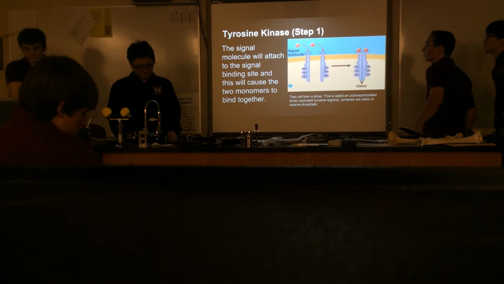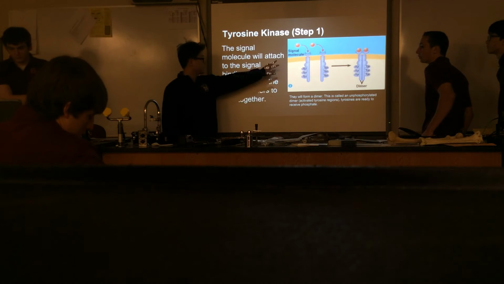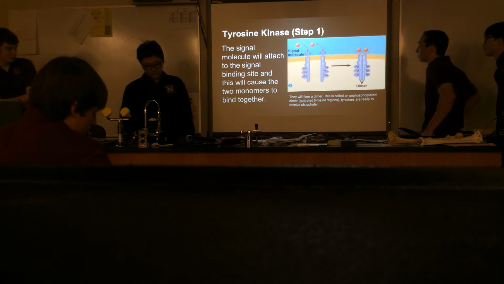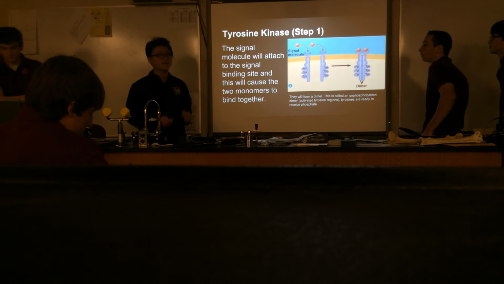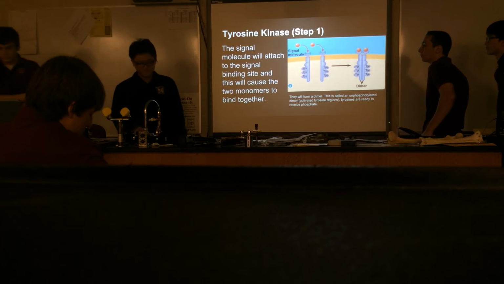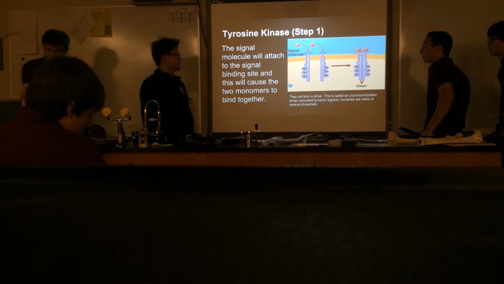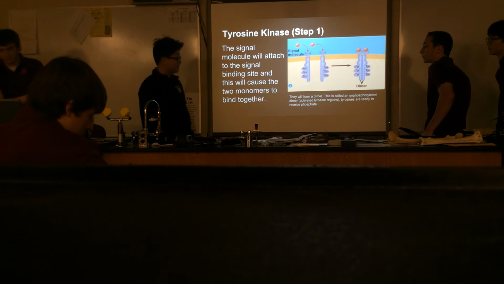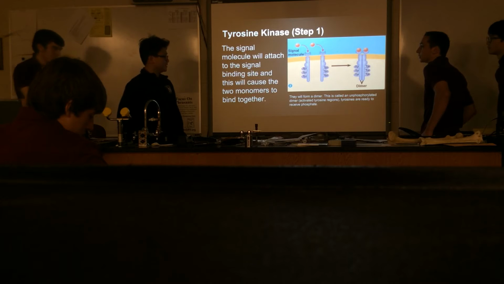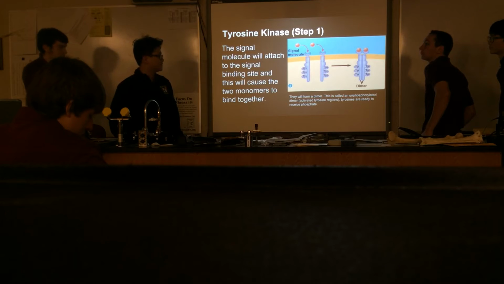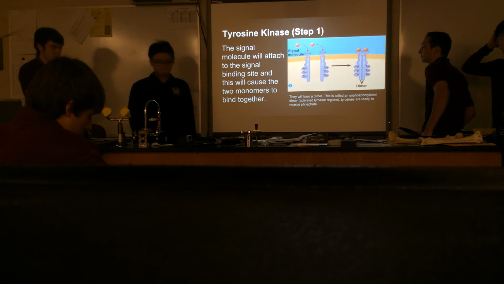And this is step one. The signal molecule will attach to the binding site, and this will cause the two monomers to bind together to become one big molecule. This will form a dimer, and this is called an activated dimer, also called activated tyrosine regions, and they're ready to receive phosphate.